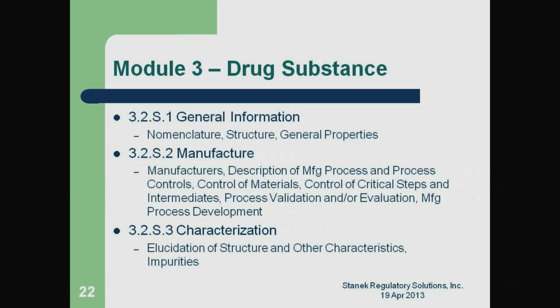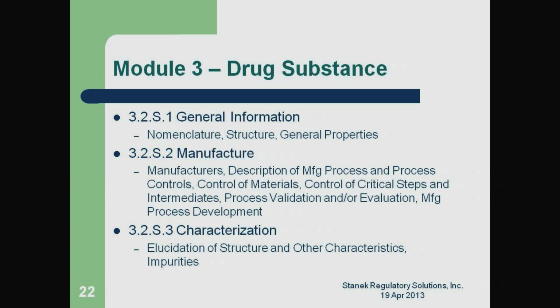You'll need to talk about your control of materials. What are your specifications for your starting material, for your reagents? How are you testing them? And control of your critical steps and intermediates. What are your isolated intermediates? How are you testing those? What are the specifications? Process validation and/or evaluation is usually not applicable unless you're a sterile API.